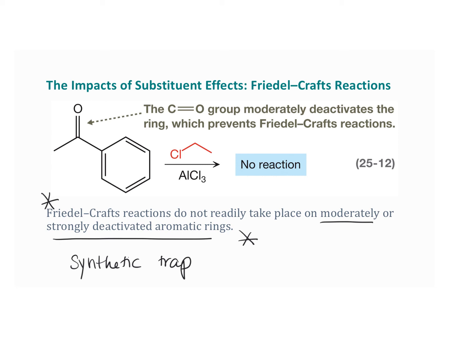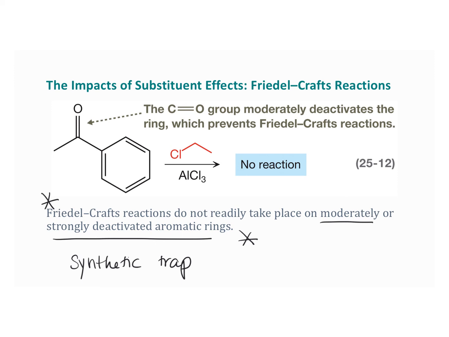Basically, when the ring's deactivated, the cationic electrophile that's generated in the Friedel-Crafts reaction tends to degrade or polymerize before it can be attacked by the ring. So no alkylation takes place because that C=O group is moderately deactivating. So really watch for this. This is something that people really love to ask.